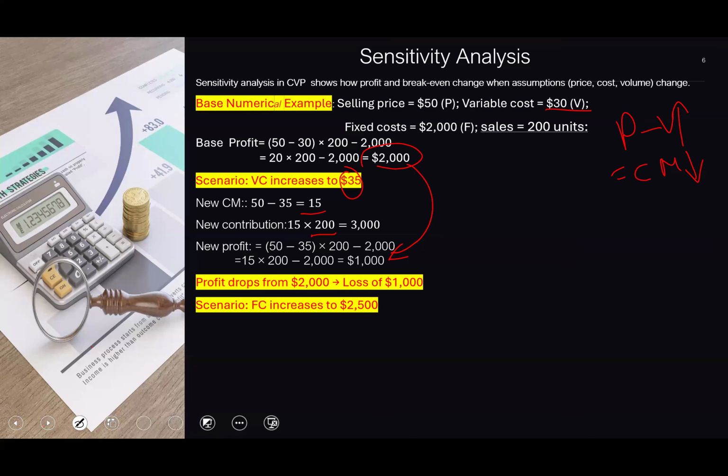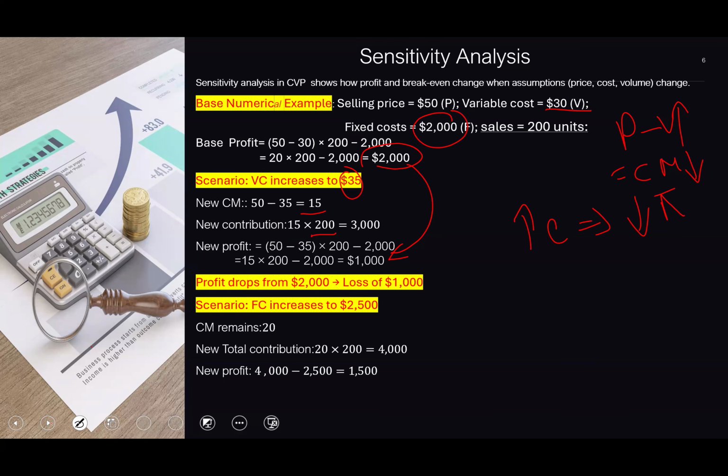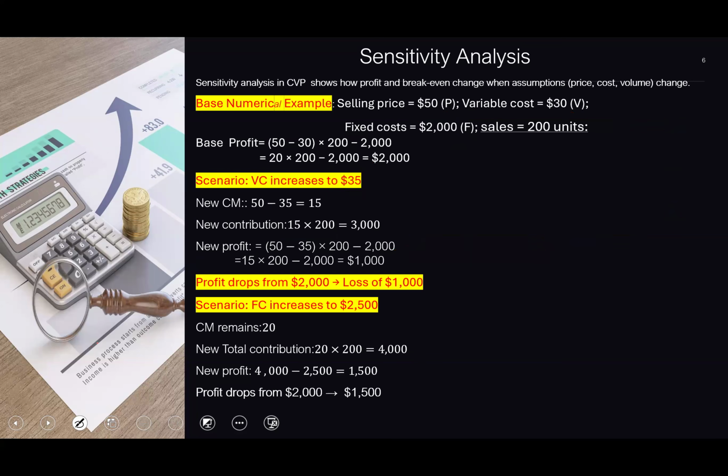Let us see another scenario. Everything else remaining the same, suppose my fixed cost goes up from $2,000 to $2,500. At the very outset, you should be able to argue: higher the cost, lower the profit, right? So my profit should go down. Can you guess by how much? By 500. If my cost goes up by 500, my profit comes down by 500. So my original profit was 2,000. My new profit is $1,500. You're beginning to get what we mean by sensitivity analysis.